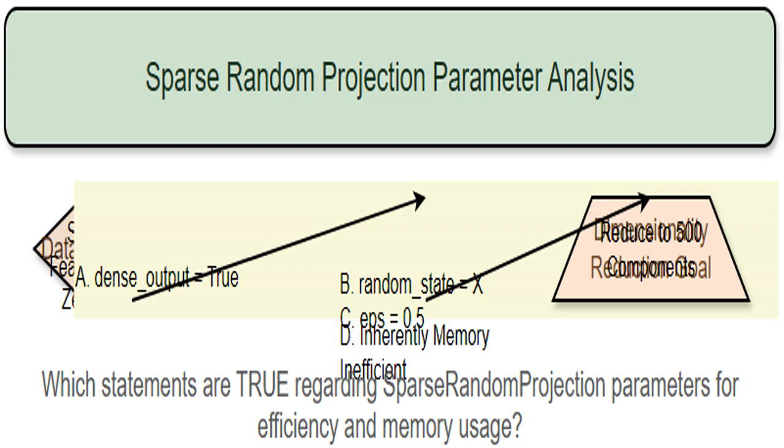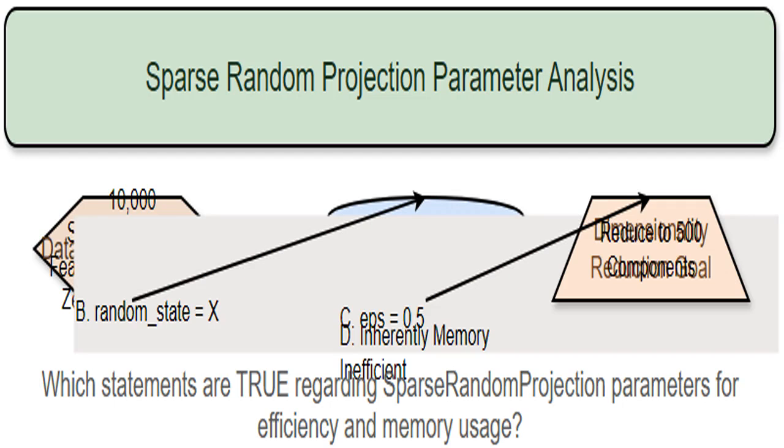The random_state parameter controls the randomness. Think of it like setting a seed for a random number generator. If you use the same random_state value, you'll get the same results each time. It doesn't change the efficiency.